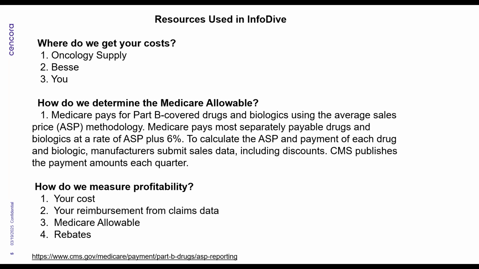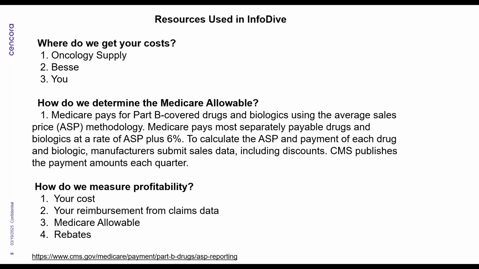But next is, how do we determine the Medicare allowable? Well, we pull that directly from the CMS website. Medicare collects the average sales price from manufacturers, and then they typically pay that average sales price plus 6%. And I say typically because there are definitely some exceptions, but CMS publishes what they're going to pay each quarter, and that is what we report as the Medicare allowable in InfoDive.